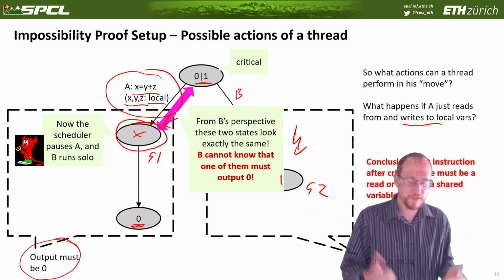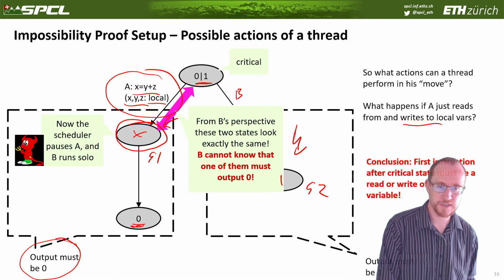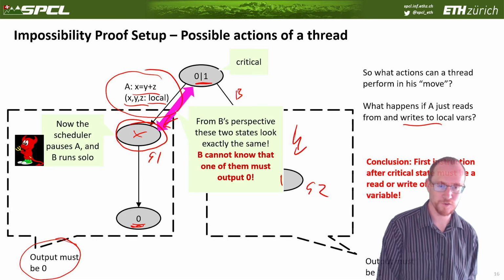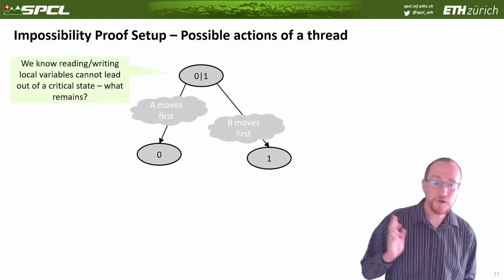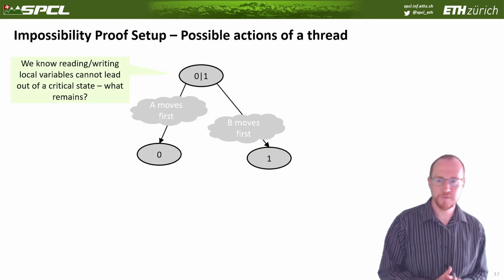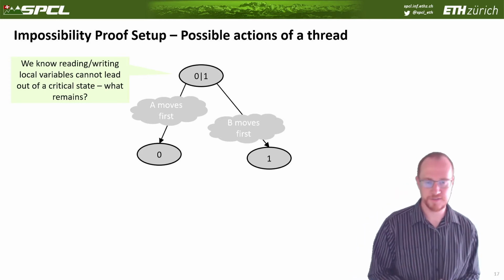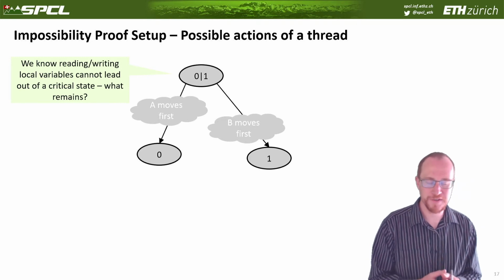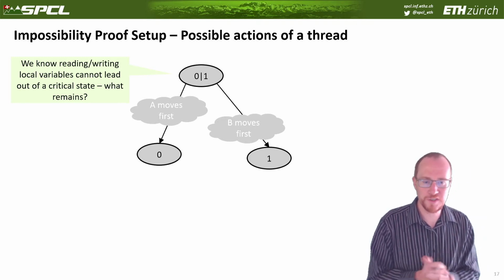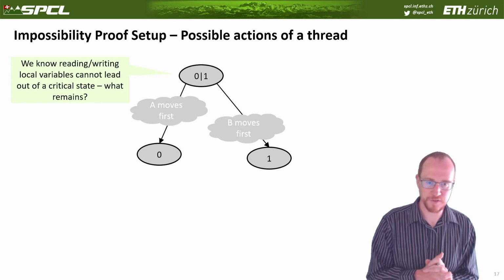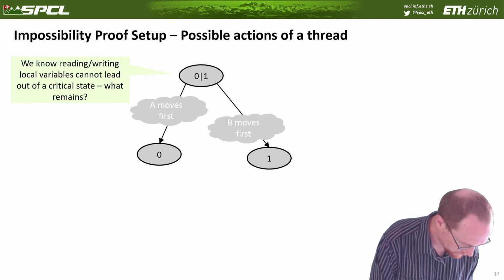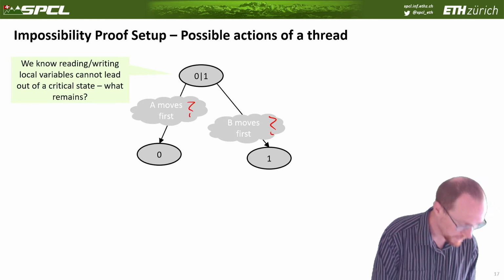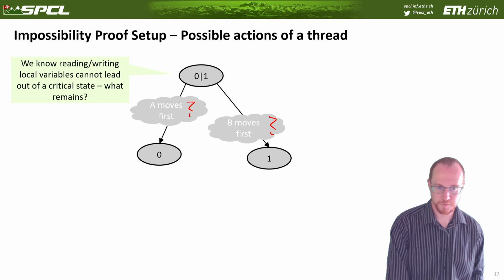Which is clear because the other thread does not see any reads or writes to local variables of my local piece. Okay, so we now know that reading or writing local variables cannot leave a critical state, right? So it must remain in the critical state because you cannot learn anything about it. So these operations are not valid operations after a critical state. They don't leave the critical state. So now the question is, what can we do if A moves or if B moves? And it must now read or write shared variables.